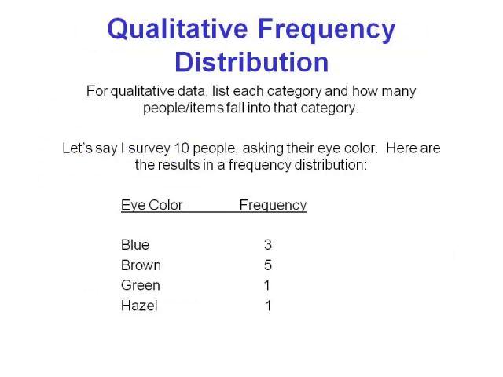You can use a frequency distribution to organize both qualitative and quantitative data. For qualitative data, you just list your categories and then list the frequency for each category, so the number of subjects that fell into each category. Here I have an example with 10 people and their eye colors.